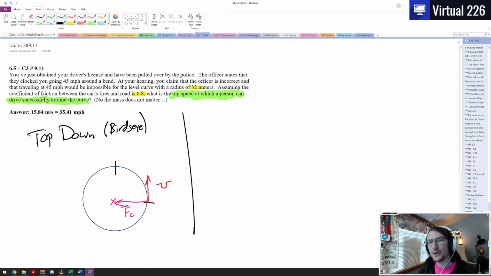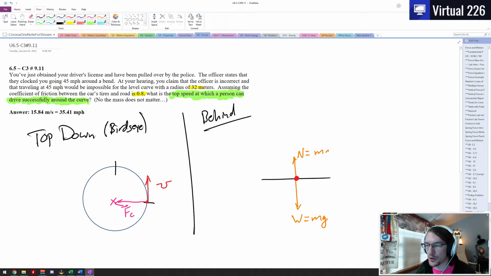Now, if we look at another picture, we'll draw a picture from behind the car. So here's the road. Here's our car moving forward. We need to ask ourselves the question, what is actually causing our car to turn to the left? Because we already know that, because this is a level road, there's a weight, which equals mg, and there's a normal, which we know will also equal mg because this is a level road. It's not an inclined plane, so the normal and weight will be the same.